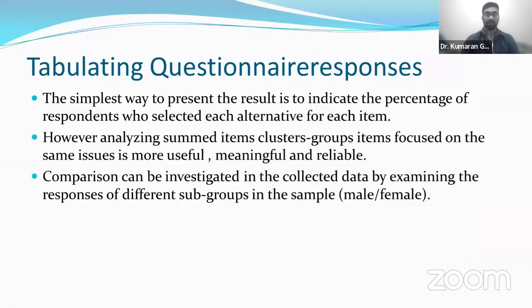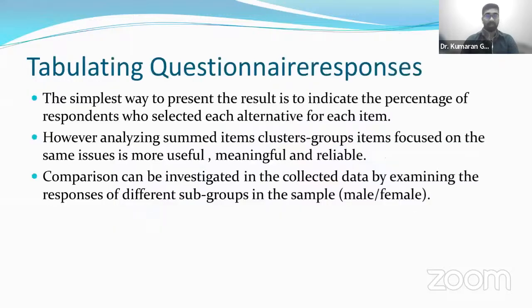Okay, so tabulating questionnaire responses. This is the simplest way to present the result: indicate the percentage of the respondents who selected each alternative for each item. However, analyzing item cluster groups, items focused on the same issue, is more useful, meaningful and reliable. Not only that, comparisons can be investigated in the collected data by examining the responses of different subgroups, for example male or female.